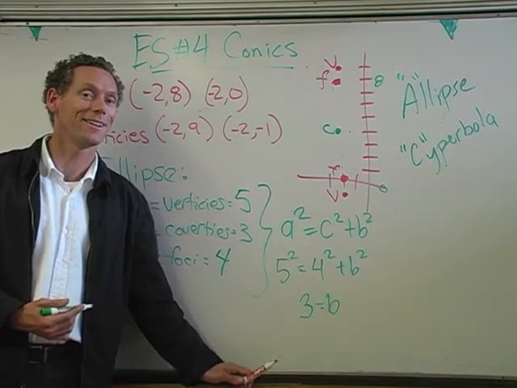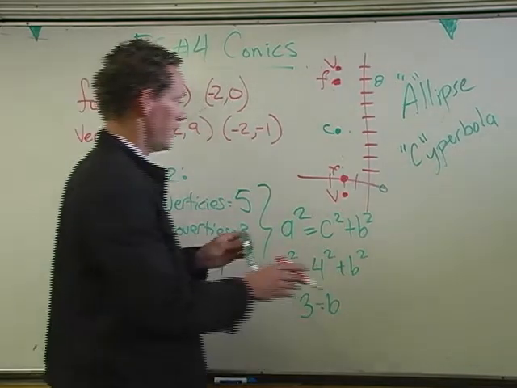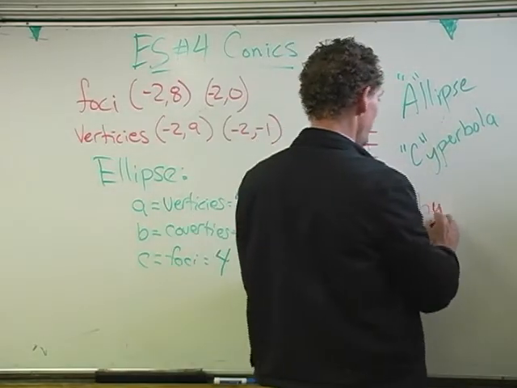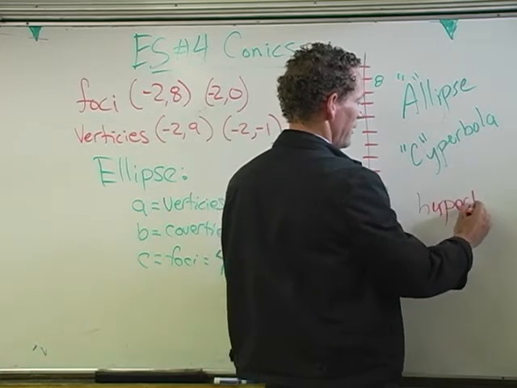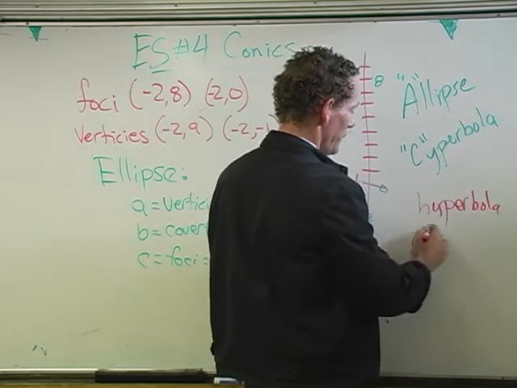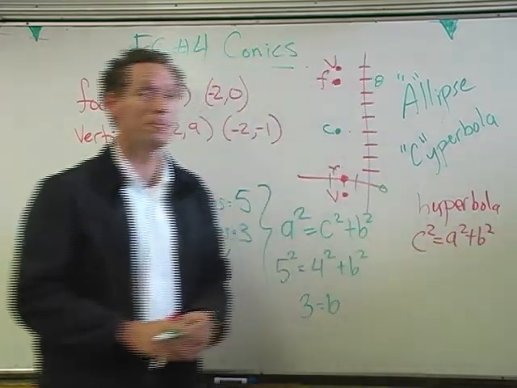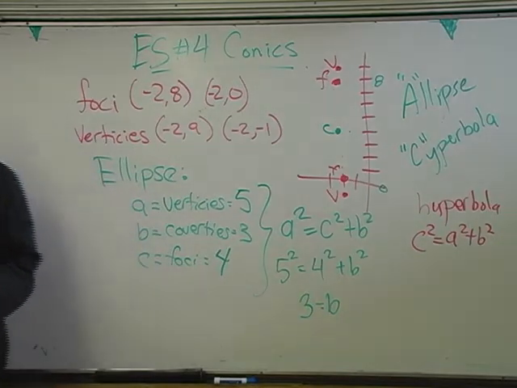Is it always going to be plus? Let's say it was a hyperbola. Yeah, good question. Over here, we'll compare and contrast. For the hyperbola, we're going to have c squared equals a squared plus b squared. Right. Sure. Okay.